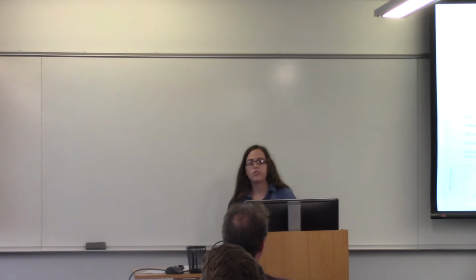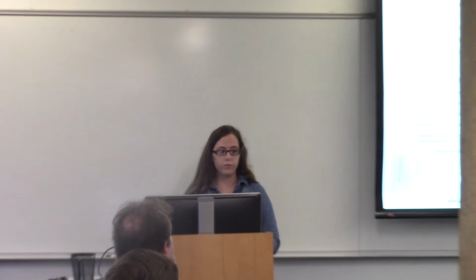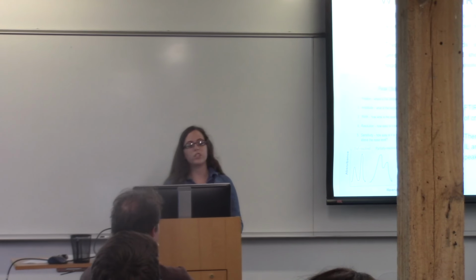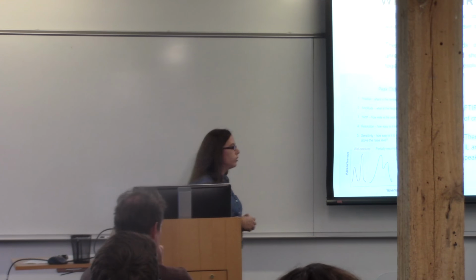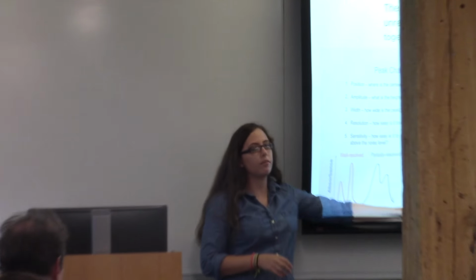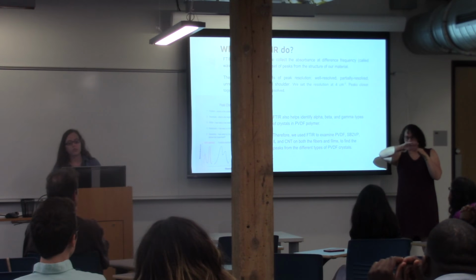What does FTIR do? It's used to collect the absorption at different frequencies, which are called wave numbers, that create a set of peaks from the structure of materials. There are 4 different kinds of peak resolution: well-resolved, partially resolved, unresolved, and unresolved shoulder. We set the resolution at 4 cm⁻¹; peaks closer together than that will not be resolved. So this is an example of the 4 kinds of peaks that I mentioned: well-resolved, unresolved shoulder, and partially resolved.